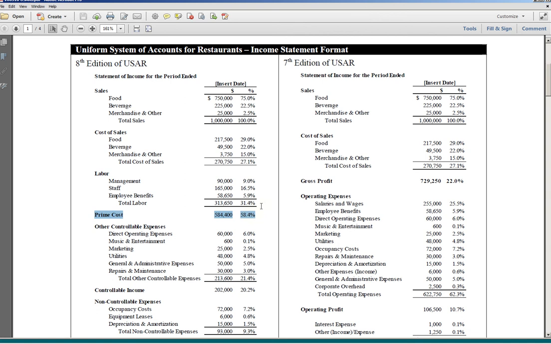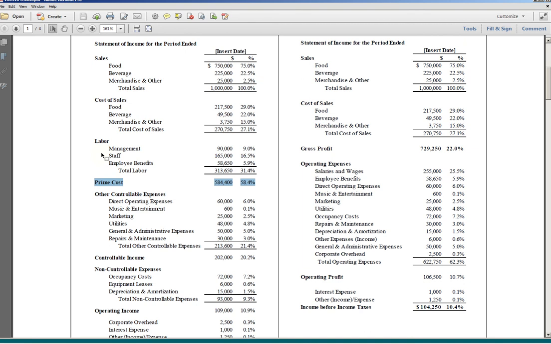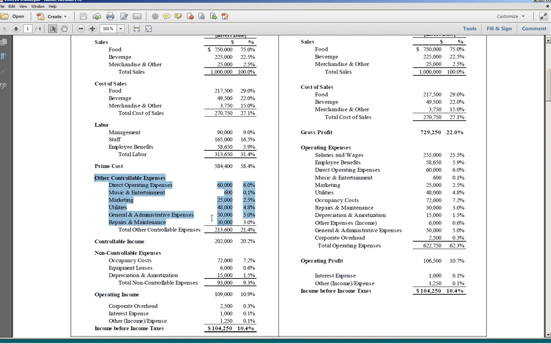Okay, it's also kind of nice in the 8th edition that management and staff costs are broken out separately, as opposed to just kind of rolled up together. So you know how much hourly you have and then how much management you have. Okay. Whether costs are controllable or not controllable, there's something to be said for just having them in one big easy lump up here.